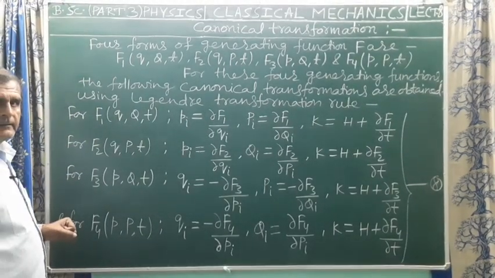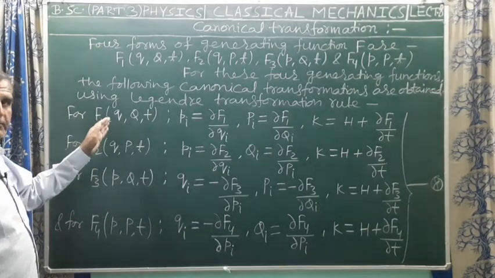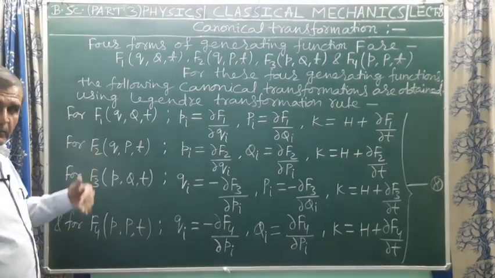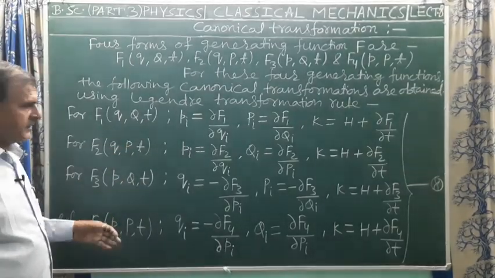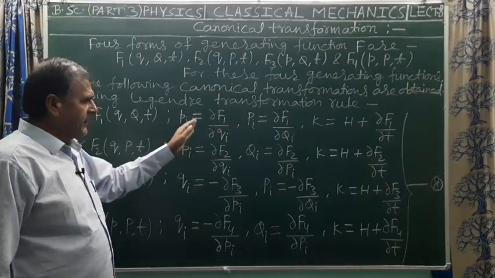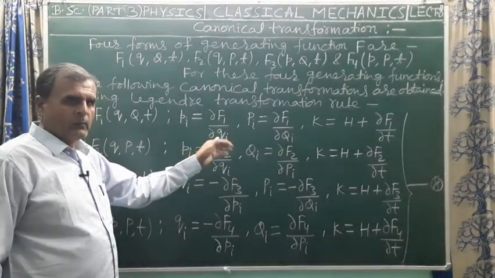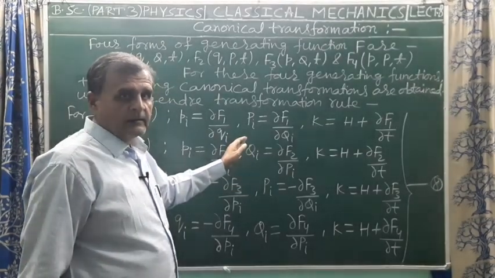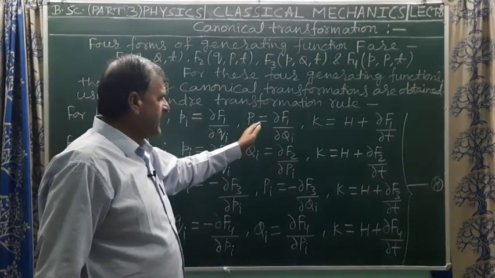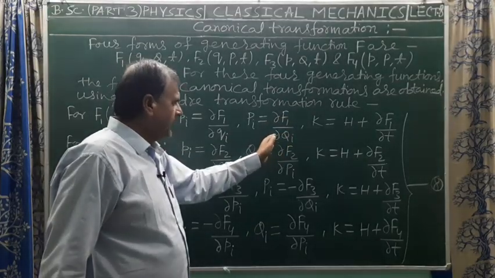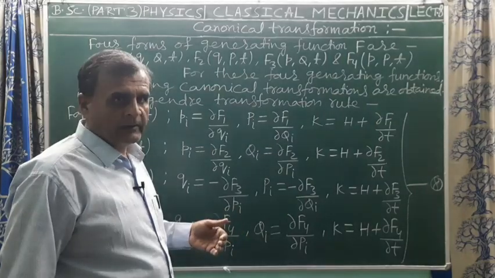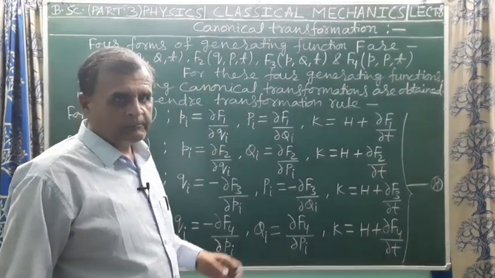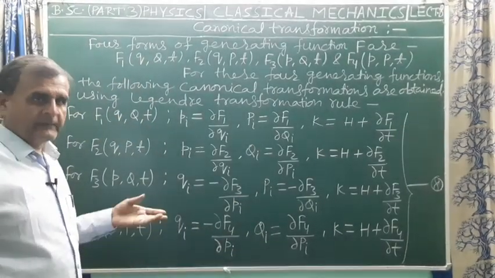For the generating function capital F1, that is the first generating function F1, which is a function of small q, that is the position coordinate in the old system, capital Q, that is the position coordinate in the new coordinate system, and time t: small pi equals del capital F1 upon del small qi, and capital Pi, that is the momentum coordinate in the new coordinate system, equals minus del capital F1 upon del capital Qi, where capital Qi is the position coordinate in the new system, and capital K is the Hamiltonian in the new coordinate system.